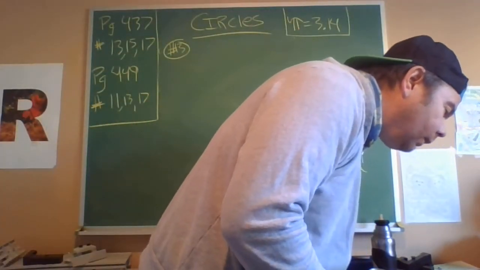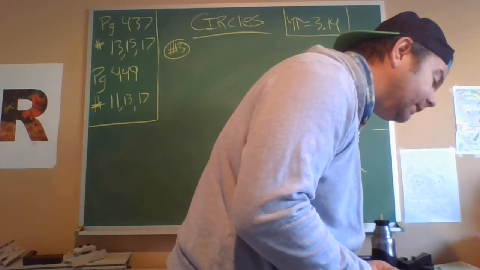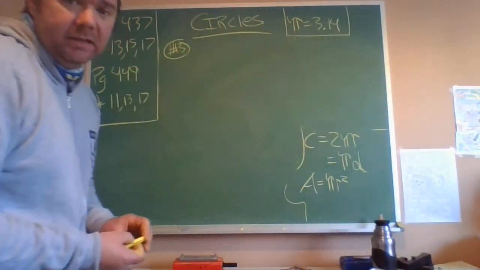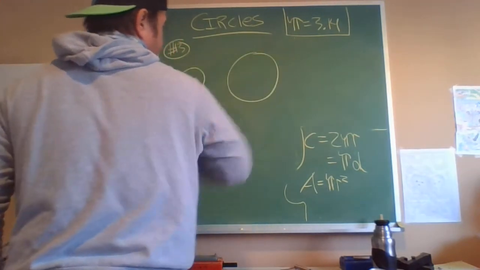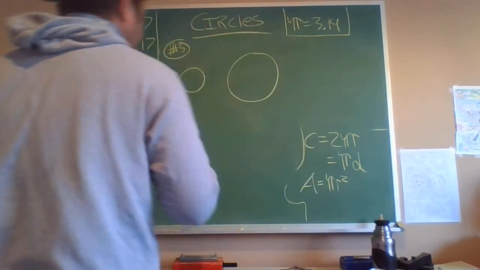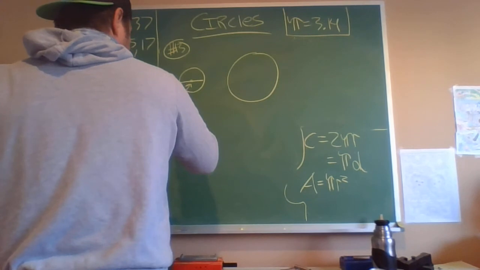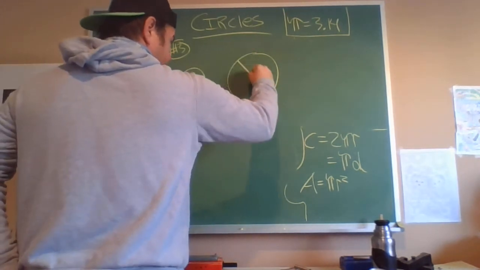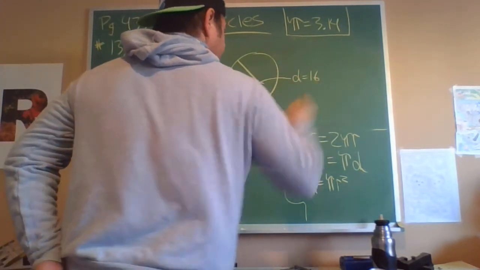Okay, so number 13. If 6 ounces of dough are needed to make an 8-inch pizza, then how much dough is needed to make a 16-inch pizza? Oh, okay. So let's first talk about pizza. I think what they mean when they say 8-inch and 16-inch is they mean the diameter, right? So here, diameter equals 8 inches, and here, diameter equals 16 inches, okay?